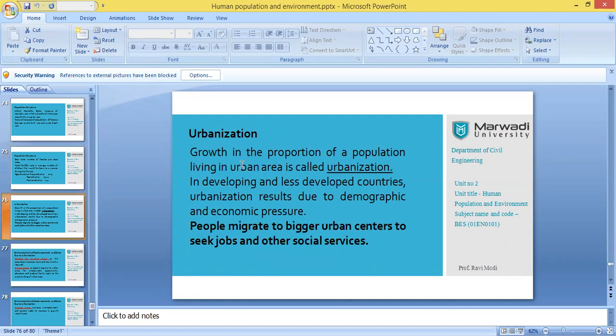And next is the last important point, that is urbanization. The growth in the proportion of a population living in an urban area is called urbanization. This is a common phenomenon, and I think all of you are aware of that. People generally migrate to the bigger urban centers to seek jobs, better quality of life, and other social services.